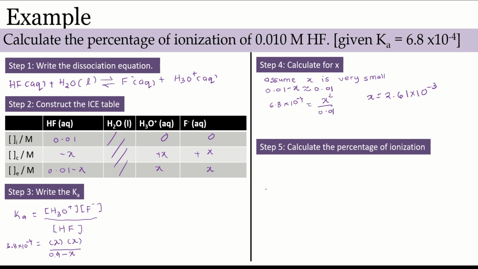And kita nak calculate dia punya percentage of ionization. Kita tahu bahawa percentage of ionization is equal to concentration of H3O plus yang form bahagi dengan initial concentration of HF darab dengan 100. This is equal to 2.61 exponent negatif 3 bahagi dengan 0.01 darab dengan 100. Dia akan dapat dia sama dengan 26.1%.